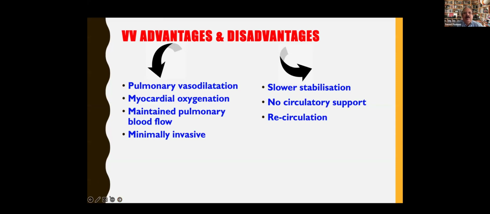The advantages of VV are it causes pulmonary vasodilatation secondary to provision of oxygenated blood back, and provides a good myocardial oxygenation too, maintains pulmonary blood flow, and it is minimally invasive. But the disadvantages are it causes slower stabilization, no circulatory support, and it can cause recirculation.